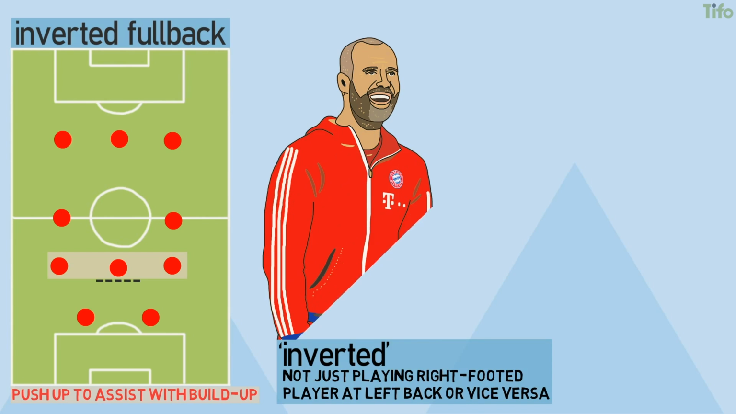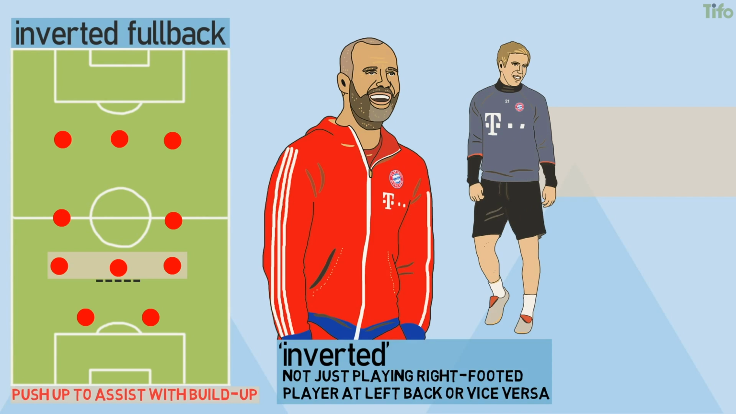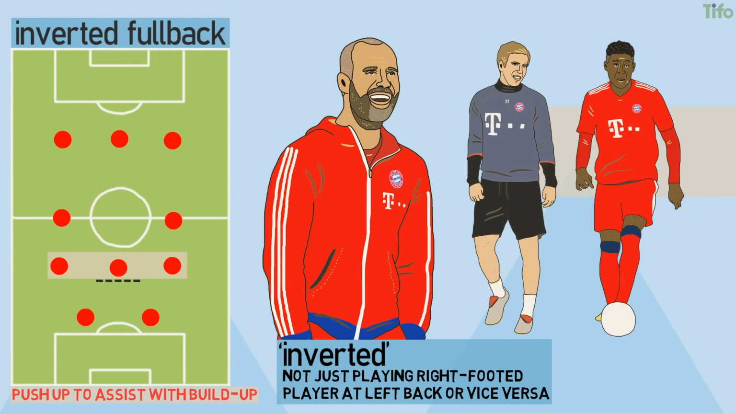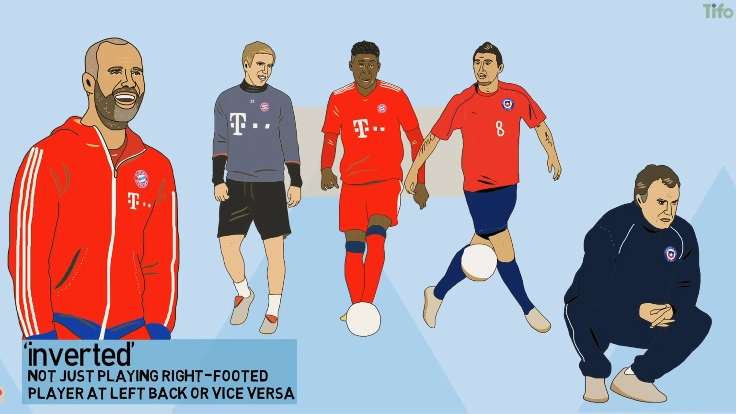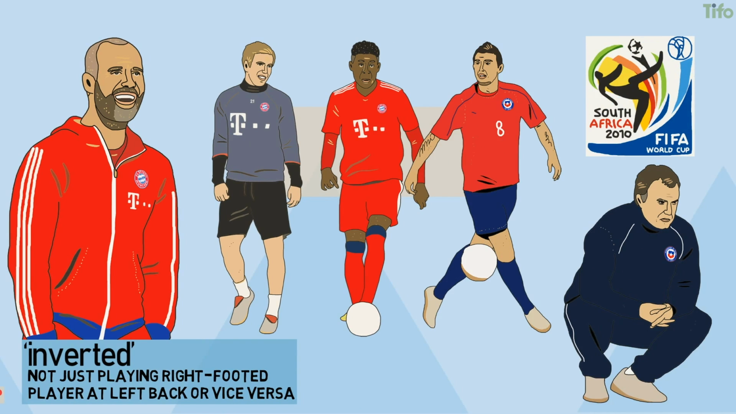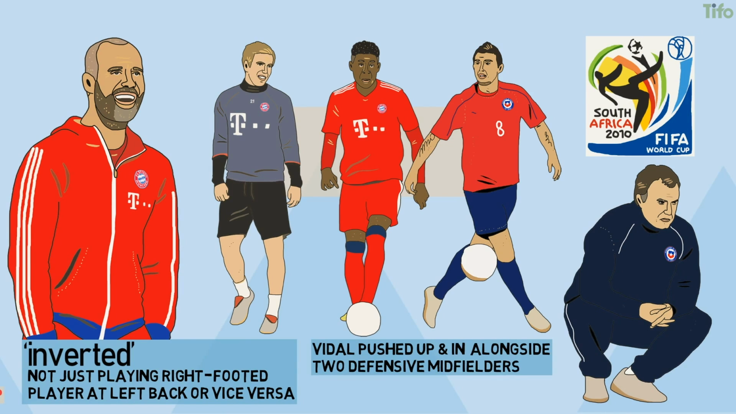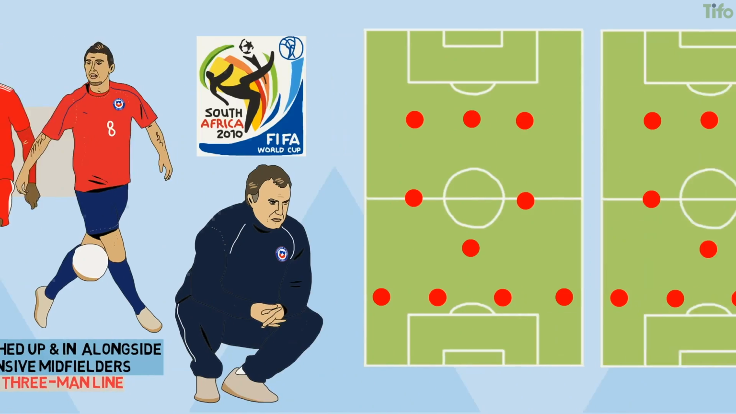Pep Guardiola is usually credited with this innovation while at Bayern Munich, where he used Philippe Lahm and David Alaba as inverted fullbacks. It's also worth noting Marcelo Bielsa's use of Arturo Vidal for Chile at the 2010 World Cup, where he pushed up and in during build-up play alongside two defensive midfielders to make a three-man line. Now, the reasons for doing this in a possession-based team are fourfold.